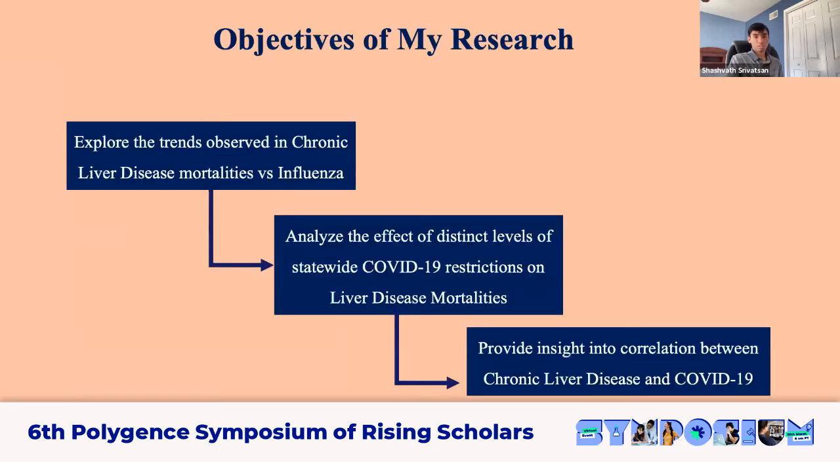So the objectives of my research: I focused on analyzing yearly and quarterly trends for both liver disease and influenza, and I used influenza as a control. It was my intention to factor in data from pre-pandemic years so that my results would be free of any data reflecting natural fluctuation.